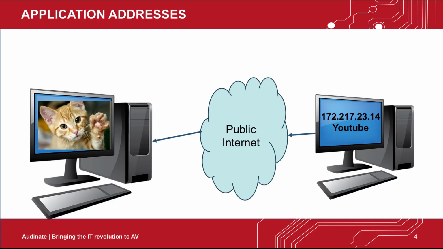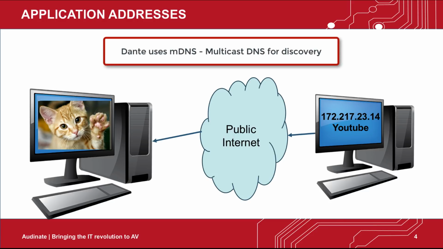The same simple form of discovery that's used in this example, that is DNS, Domain Name Service, is what we use for discovery inside Dante to discover devices. To do this, no static server in a local subnet is needed. Dante uses MDNS, that is Multicast DNS, which allows multiple servers to pick up and listen for devices saying hi.